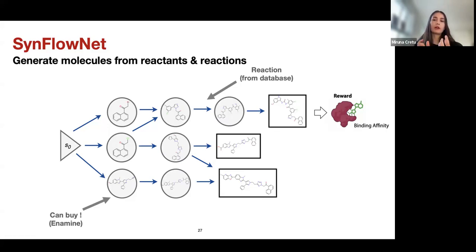So we can construct our molecular graph via these very highly constrained transformations, which are chemical reactions, such that at the very end of this DAG, we end up with a molecule for which we compute a reward. In this case, what we've done in SynFlowNet is a reward that approximates binding affinity to a protein target, but it can be other things such as models for toxicity or chemical properties.